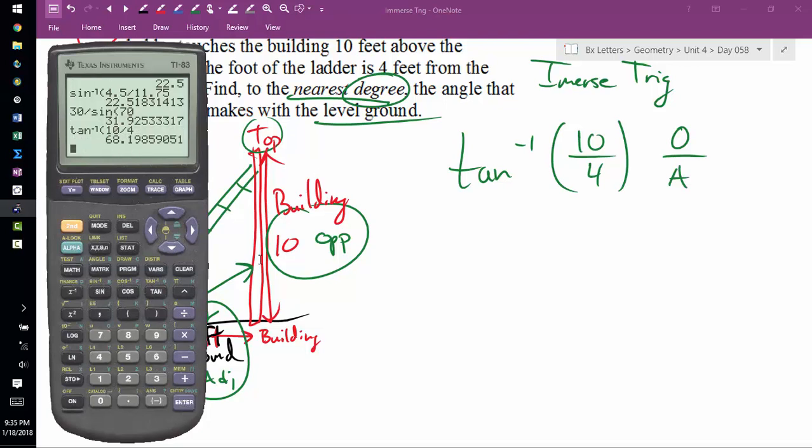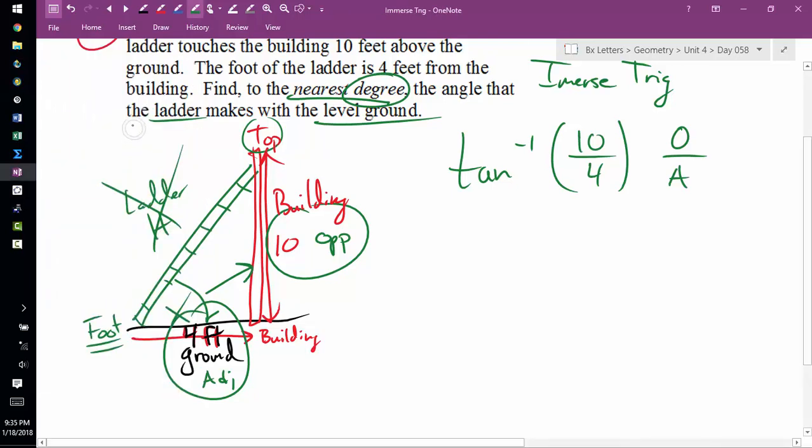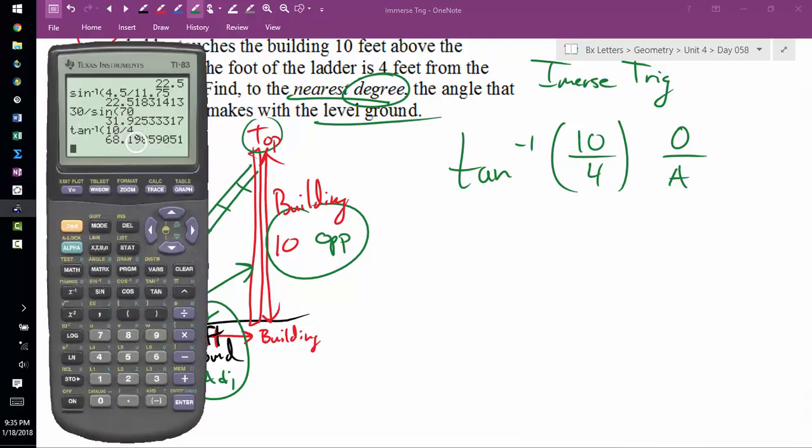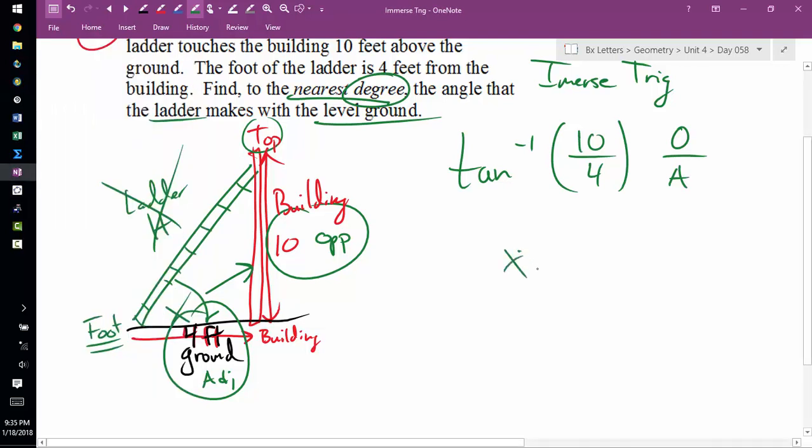And that's about 68.19. If I'm rounding to the nearest degree, that 0.1 is not enough to force that to 69. So x equals 68 degrees.